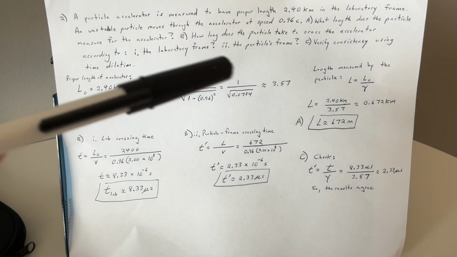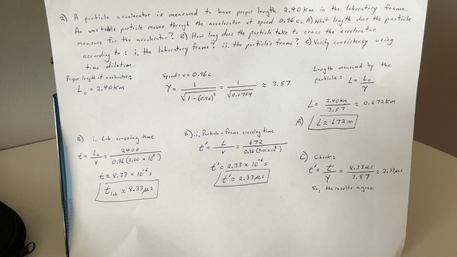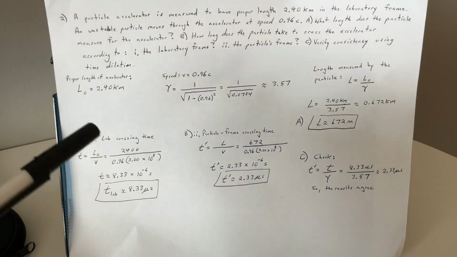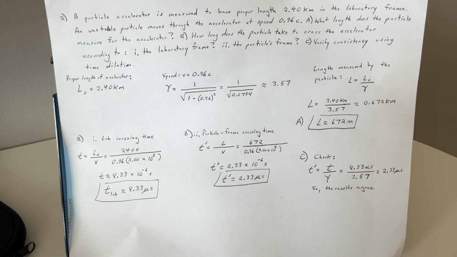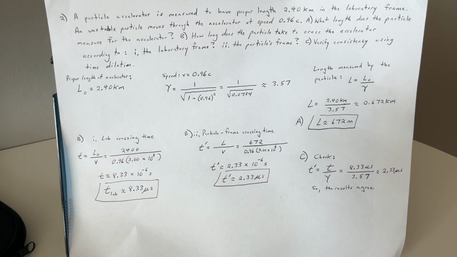And part C, we want to verify the consistency using time dilation, so we use t prime equals t over the Lorentz factor. So that t was 8.33 from part one of letter B, divided by the Lorentz factor found in letter A, and we do indeed get t prime. We get 2.33 times 10 to the negative 6 seconds. So the results for part C agree. So we're good with that.